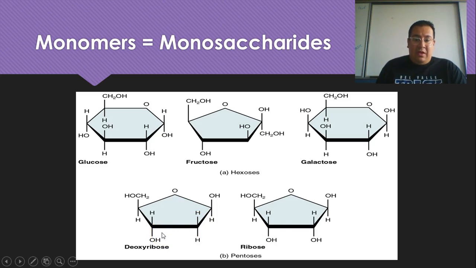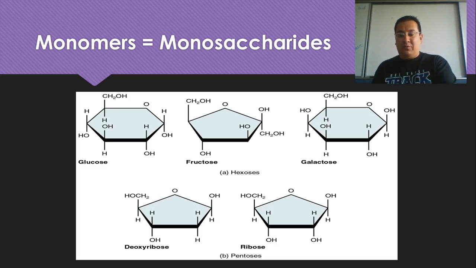Deoxyribose, as you know, is found in DNA. The difference between these two sugars, deoxyribose and ribose, is this location right here. This has a hydroxyl group. This just has a hydrogen. That's the difference between deoxyribose and ribose. Once again, these are simple monomers, simple sugars.